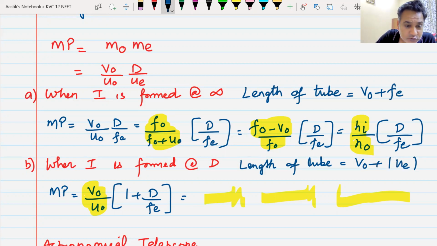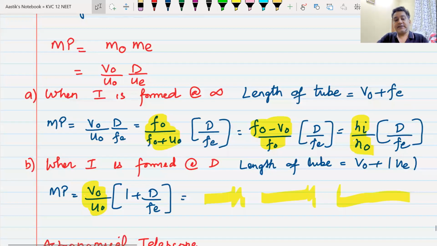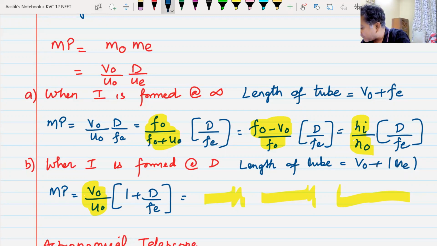I've already shown you the tube. Yes or no? So just remember the formula for the length of the tube as well for the microscope. In the first case it is V naught plus Fe. In the second case it is V naught plus the magnitude of Ue. Why am I writing magnitude? Because Ue according to sign convention is negative. Okay, got it?